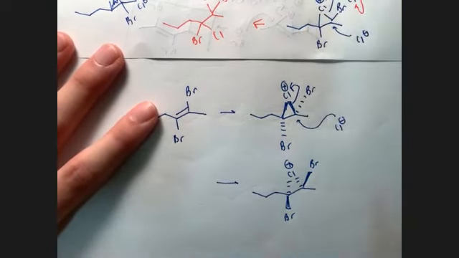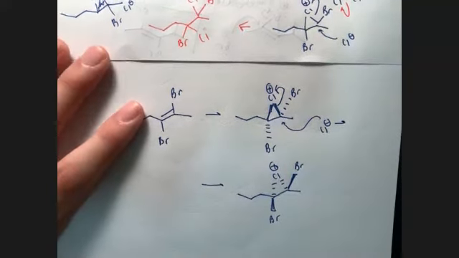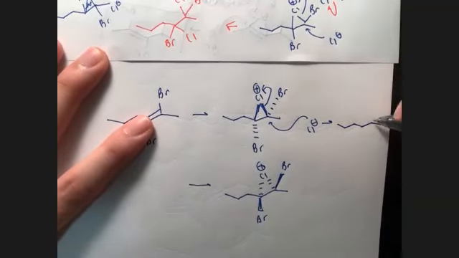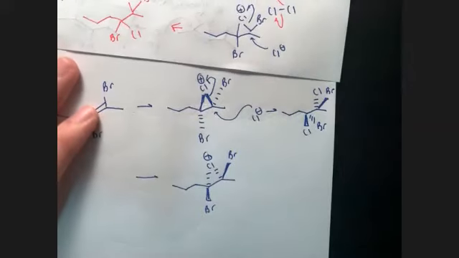Because the wedge face is sterically hindered, remember, whatever the bridge is on is what's hindered. So if the wedge face is hindered, that means the chlorine comes in on a dash, which forces that existing bromine onto a wedge. This chlorine stays as a dash, and that bromine becomes a wedge. So that's the first one.